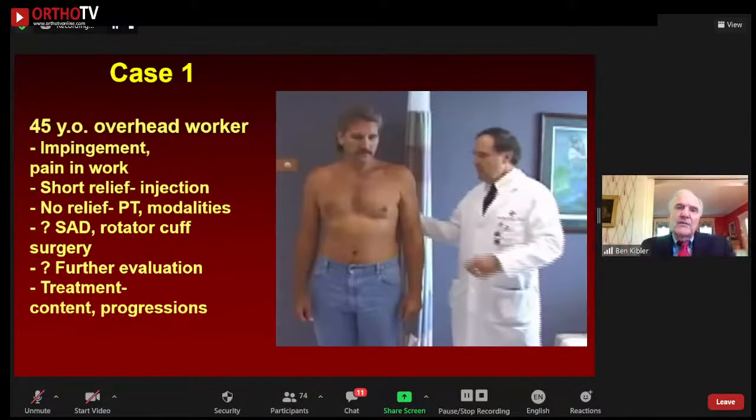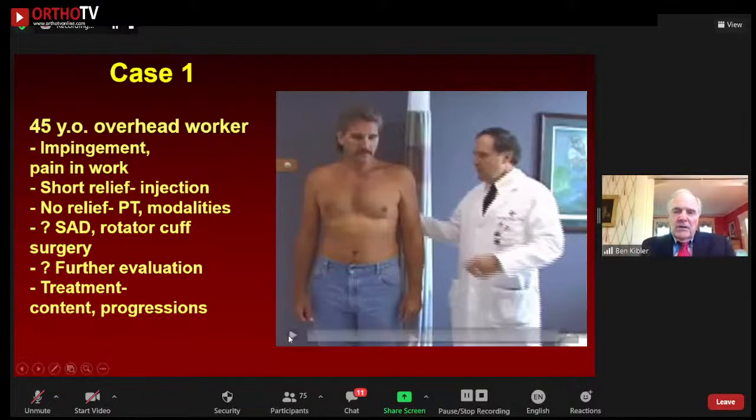This first case is a very common situation that all of you will see in the office. It's an overhead worker. He happens to work at a car manufacturing plant here. He has symptoms of impingement, inability to do his normal job without having pain. He's had an injection with short relief. He has had no relief from open chain exercises and modalities. And so he was referred for subacromial decompression or maybe rotator cuff surgery. He wants to know if there's anything else that's going on.